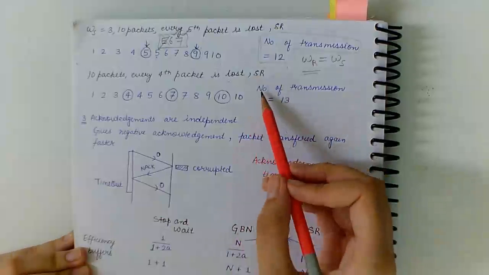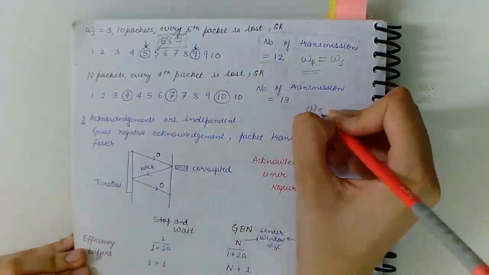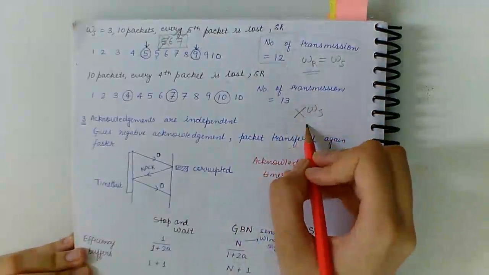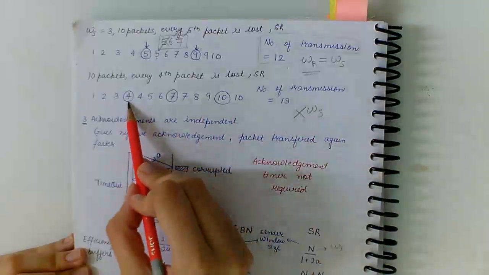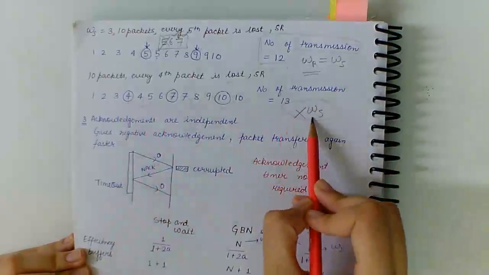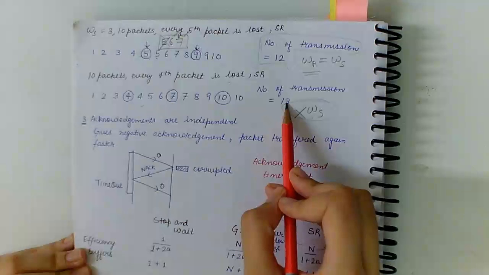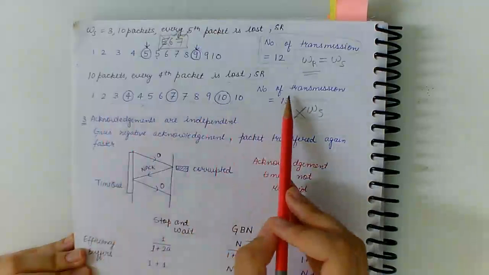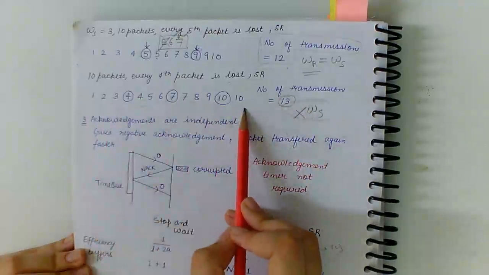So to calculate the number of transmissions, we don't need the window size, as only the packet which has been lost is retransmitted. So we don't require this to calculate the number of transmissions. So the answer here is 13, as you can see.